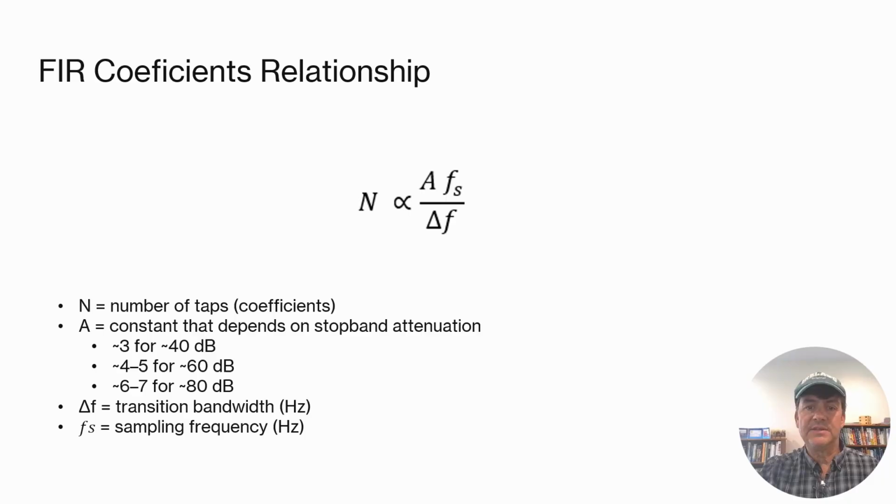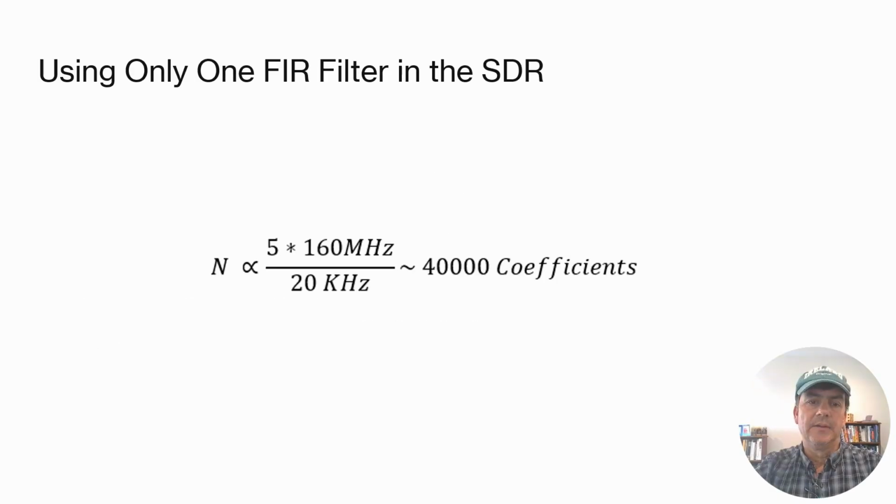Now, if we increase the sampling frequency to 160 MHz, what do you think would happen? The answer to the question is on the slide. 40,000 coefficients. What really drives FIR filter complexity isn't the absolute bandwidth, it's the transition bandwidth relative to the sampling rate. 40,000 coefficients, or taps, represents an enormous burden on FPGA resources.